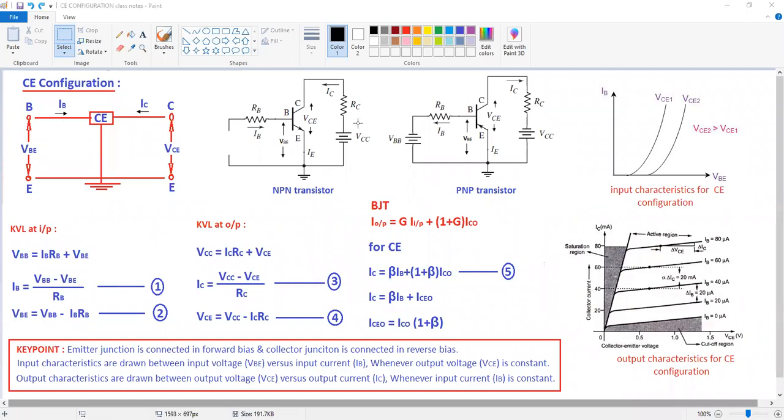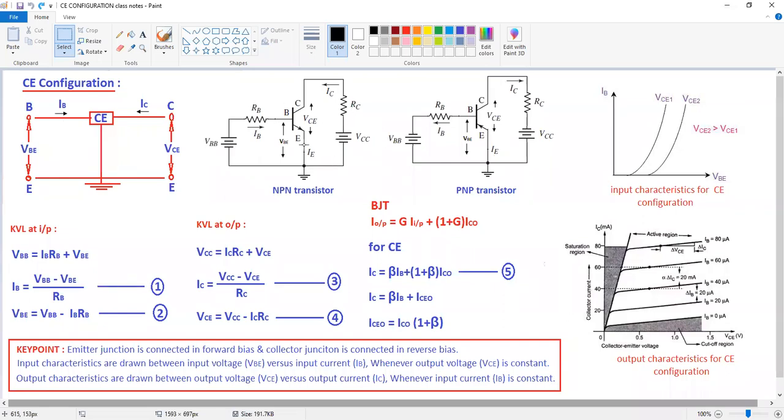Now this is connected in reverse bias, and after that the emitter is connected in forward bias. That means here this is connected to the positive terminal, and the emitter terminal is connected to the negative terminal of your battery. Emitter is connected to the negative of your battery. Now this is connected in forward bias. This is connected in reverse bias.